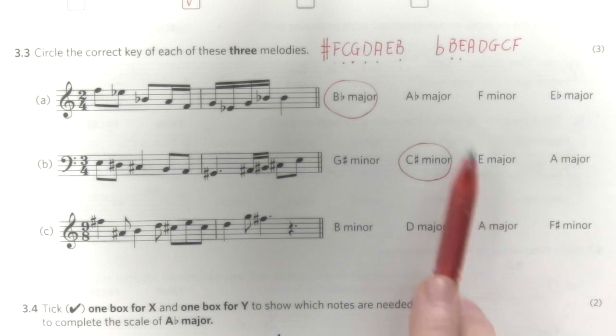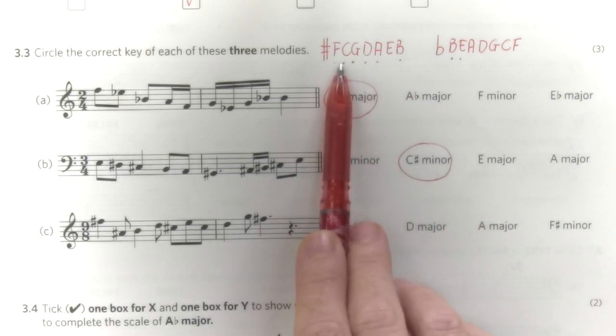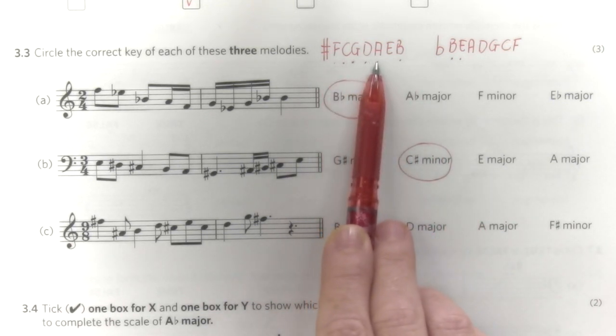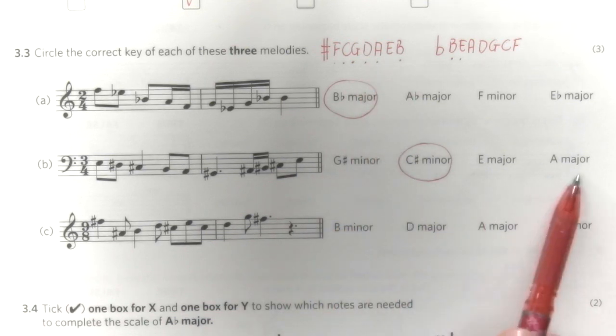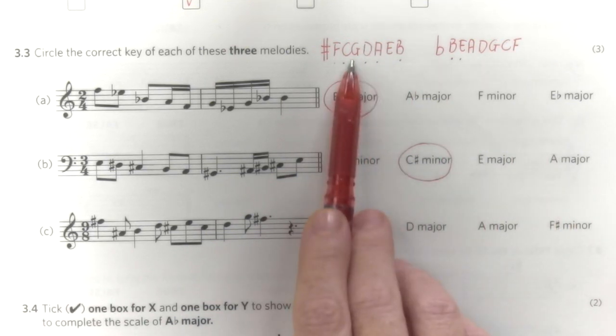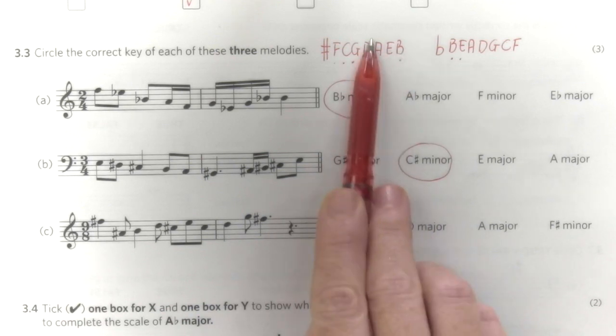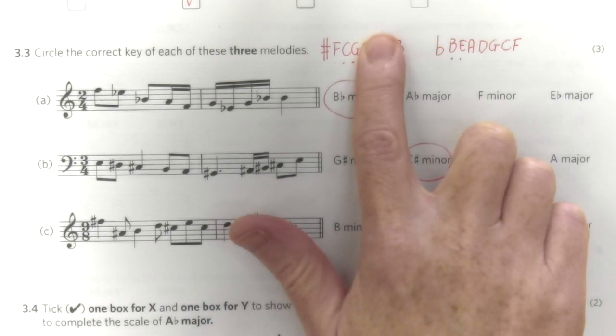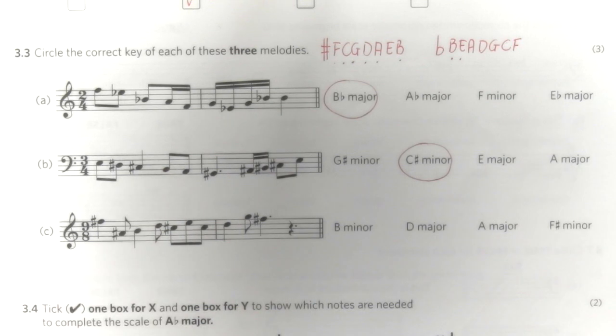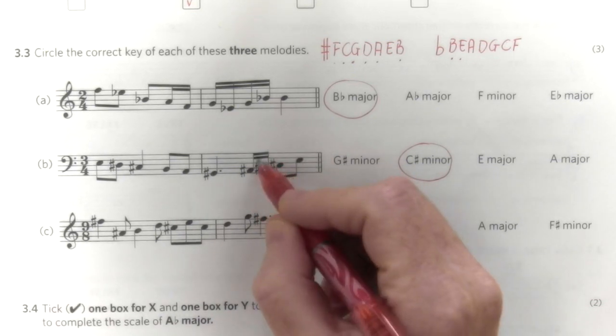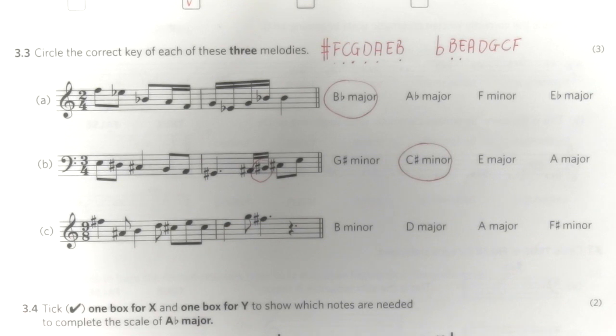In E major, we wouldn't have so many sharps because E major has 4 sharps, so we wouldn't have A sharp or B sharp. And in A major, we wouldn't have D sharp, A sharp, and B sharp because it has just 3 sharps. So the only possible answer is C sharp minor. And again, because of this leading note, let me circle it. C sharp is the leading note. I hope this makes sense.